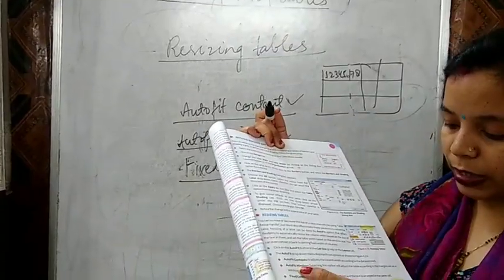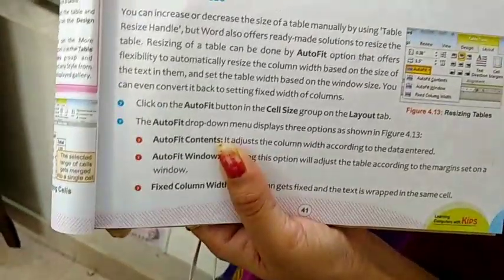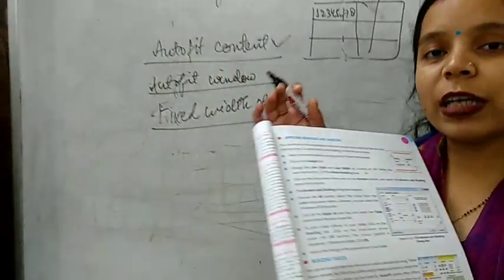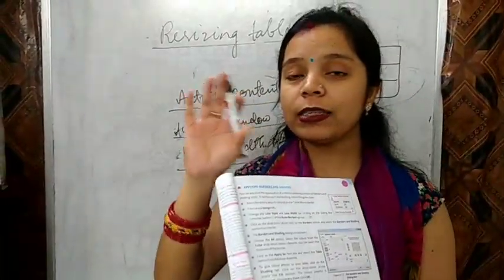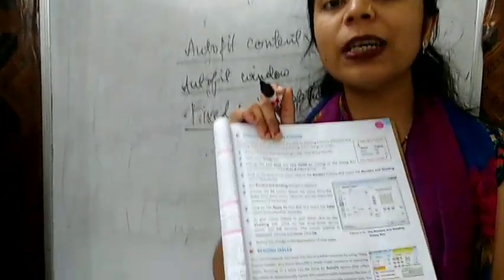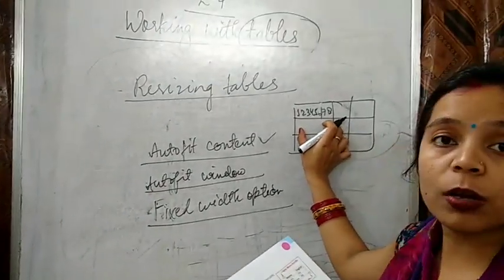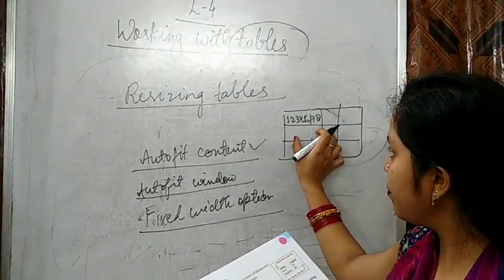Auto fit window means if your table is very big and it's not adjusting on the screen of your computer, then if you choose auto fit window option, it will adjust your table on the screen of the computer. Next one is fixed column width. Fixed column width means it will make the width of the column fixed.